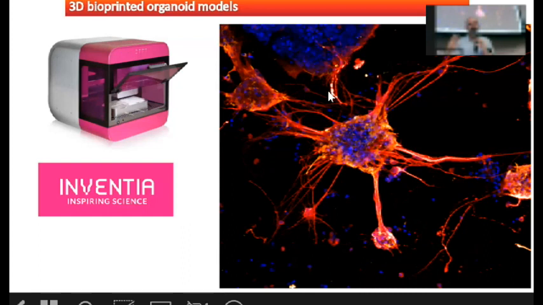And the thought is that a human brain is not a flat dish. It's actually a three-dimensional structure. Can we actually start to build things that look and act more like a proper human brain? Trying to make our models better and better and more reflective of what might actually happen in a person. I think that's all I have.